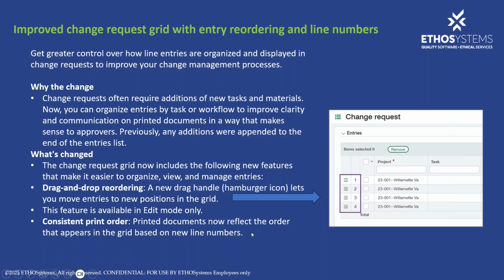And then this, finally, the consistent print order. Your printed documents now reflect the order that appears in the grid based on the new line numbers. Okay, so it will reflect how you have it set up here, where before it was still printing everything at the end. So great news.